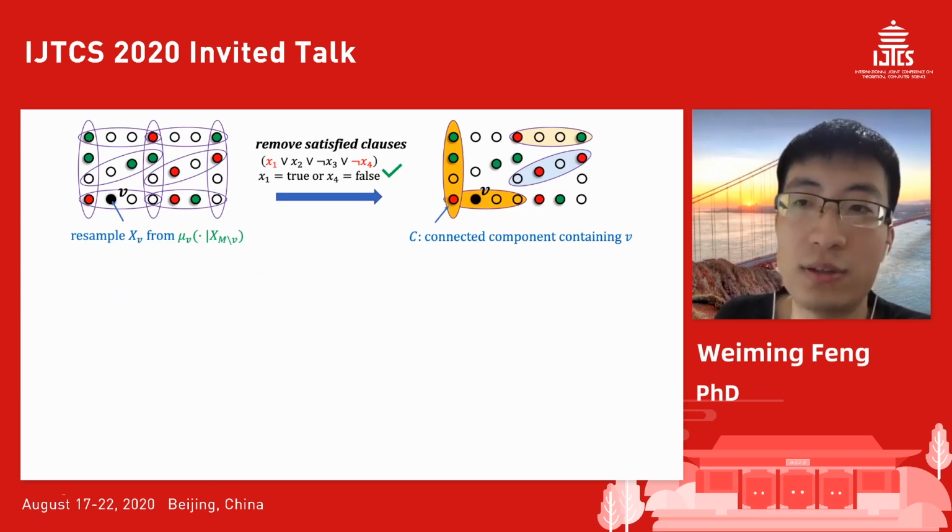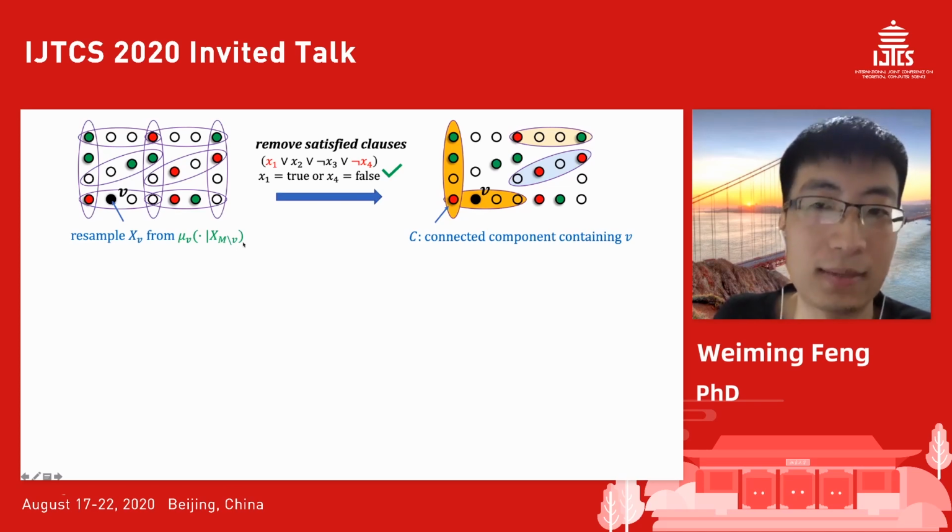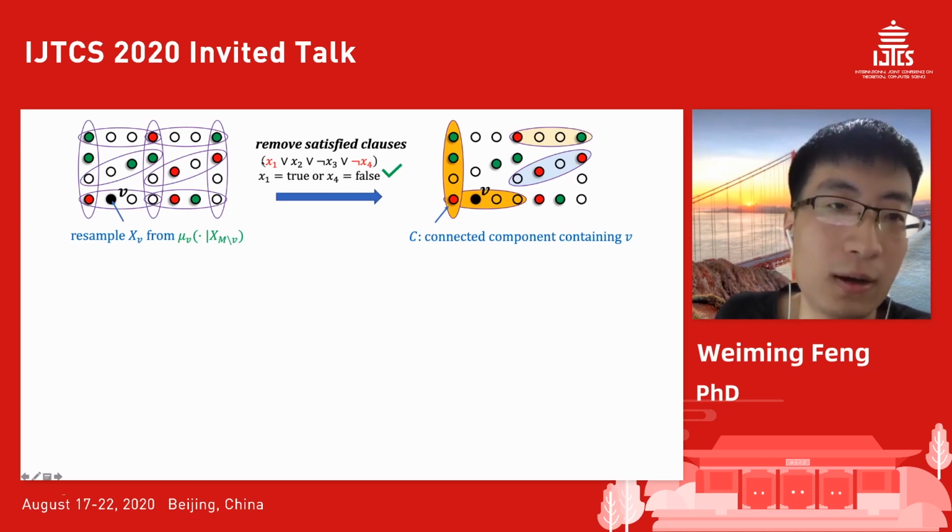Now consider each transition step of global dynamics. We need to resample the value of V conditioning on the assignment of other variables. We call this assignment x_M minus V. Now, given x_M minus V, a key observation is that some clauses may be already satisfied. For example, we consider this clause. Suppose x1 and x4 are marked variables. If we already know x1 takes the value true or x4 takes the value false, then we know this clause must be satisfied. Satisfied clauses have no effect on the conditional distribution, so we can remove them.